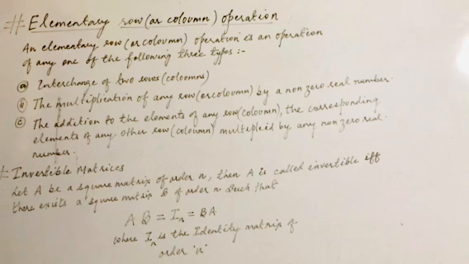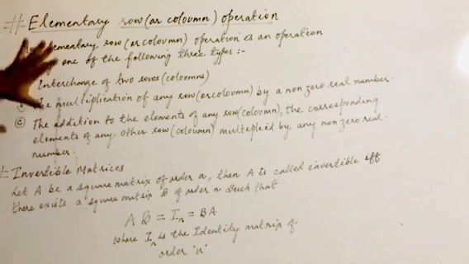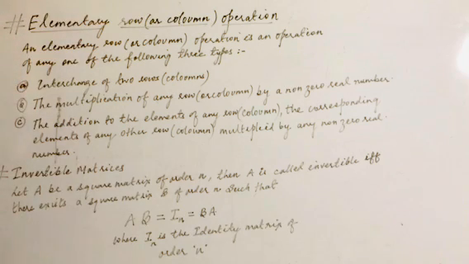So what do you mean by the term elementary row operation? First of all, theoretically, I want to explain to you. Please pay attention. An elementary row operation is an operation of any one of the following three types. If any of the three things is happening in the operation, then we can say that the operation is based on the elementary row operation of any given matrix.